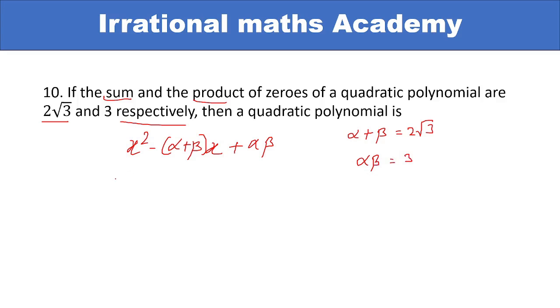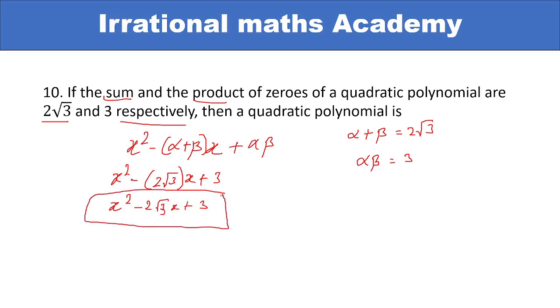Alpha beta equals 3. Now let me substitute in this formula. X square minus alpha plus beta, which is 2 root 3, into x plus alpha into beta, which is 3. So x square minus 2 root 3 x plus 3. This is our required quadratic polynomial whose sum of the zeros is 2 root 3 and whose product of the zeros is 3. I hope you understood.